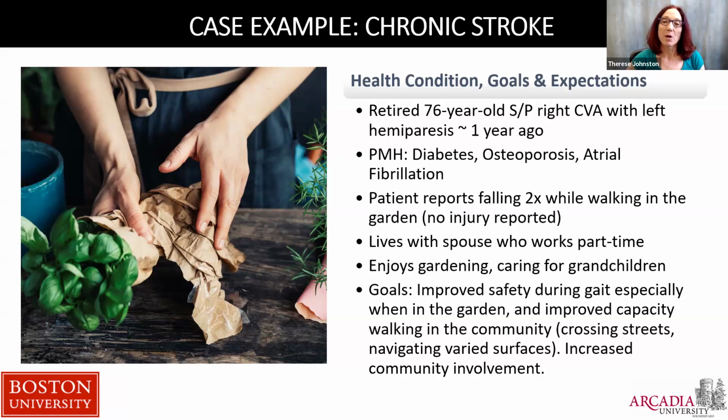And most importantly, we want to focus here on the goals of the patient, because these are going to guide our interventions as well as the outcome measures that we are going to choose in deciding on an AFO or FES for this person. So this person wanted to improve safety during gait, especially when walking in the garden due to those falls. This patient also wanted to improve capacity for walking in the community, so getting across the street safely, navigating various surfaces. And this patient also wanted to increase involvement in the community.